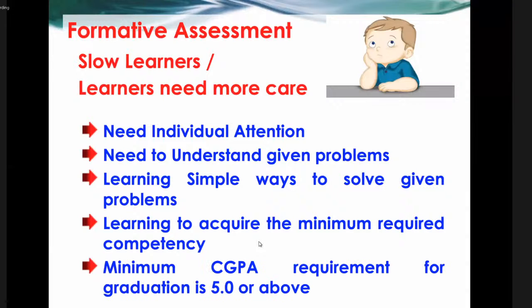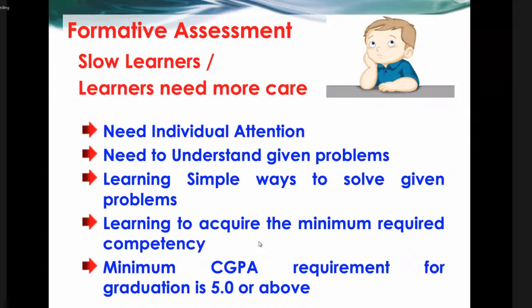And the minimum requirement for graduation is 5.0 or above. So at the end of the 8th semester, your CGPA should be at least 5.0 or above. If you are not reaching this minimum bar, you will not graduate.